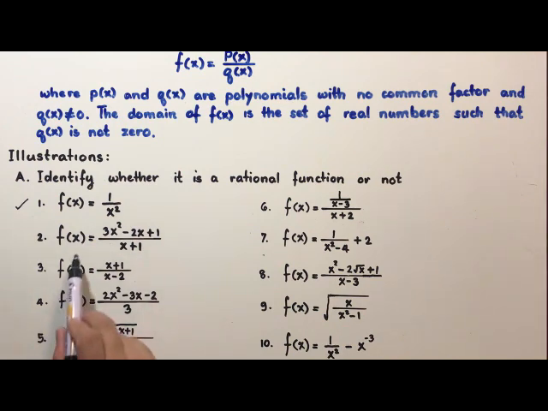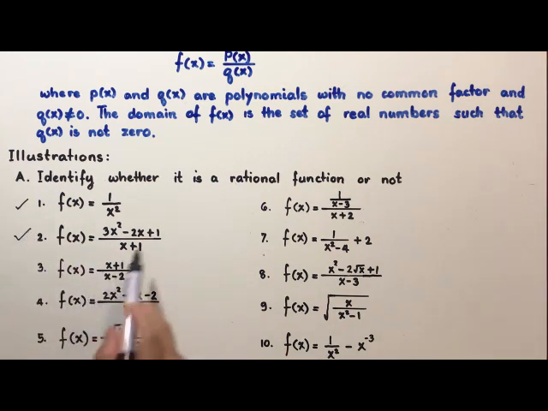Number 2, f of x is equal to 3x squared minus 2x plus 1 all over x plus 1. Is this a rational function? If your answer is yes, then you are right. This is an example of a rational function because it is a ratio of two polynomials. You see there in the numerator a second degree polynomial, and in the denominator we see a first degree polynomial x plus 1. So it's a ratio of two polynomials. So this is an example of a rational function.